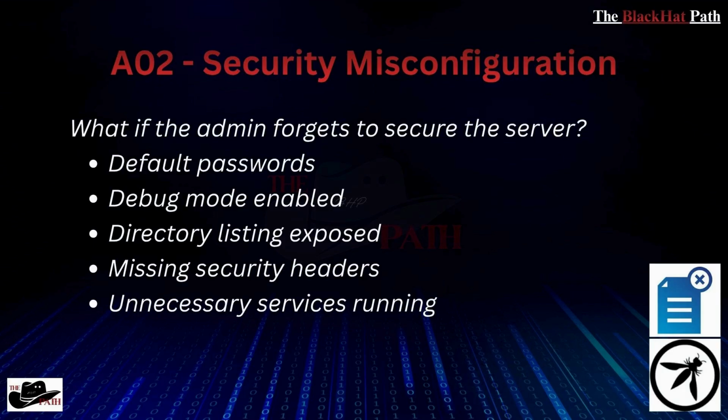For example, many systems come with default usernames and passwords. If these credentials are never changed, attackers can log in using public information. Another common mistake is leaving debug mode enabled. Debug mode is useful while developing software because it provides detailed error messages. But if it is left enabled in production, attackers may learn about the server path, database structure, programming languages, and internal application details. Another example is exposing a directory listing.